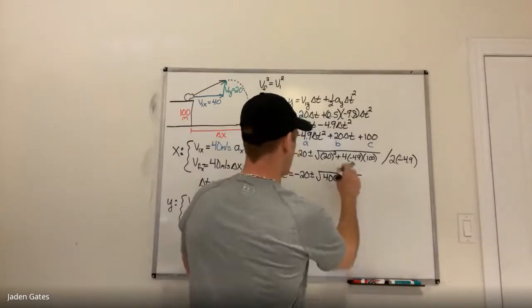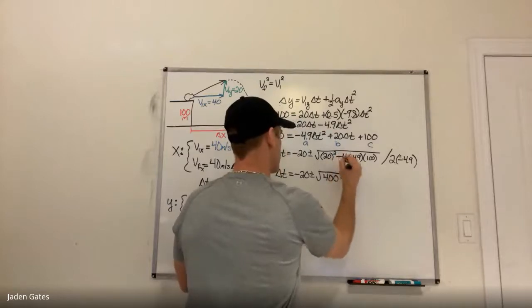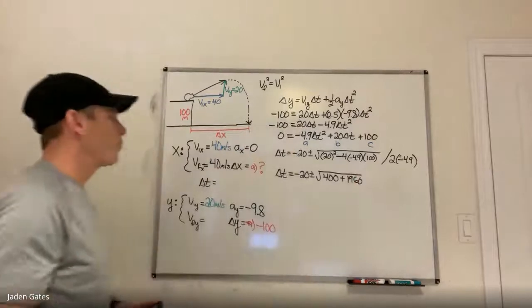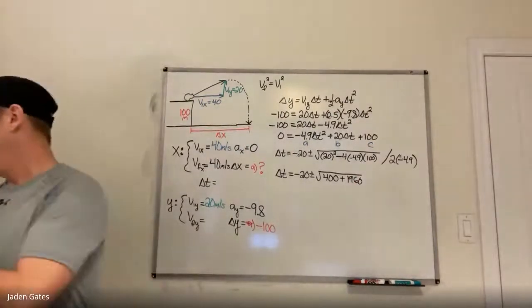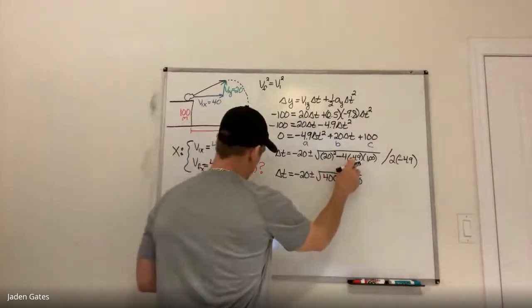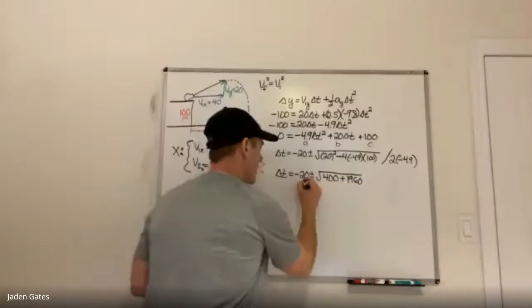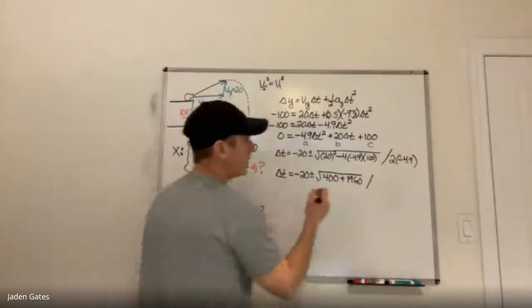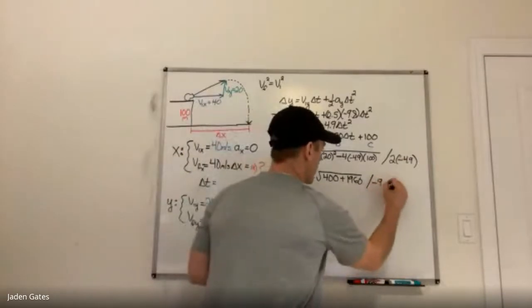B squared minus 4AC. Jeepers. So it actually is going to be positive. What was I doing there? Got my quadratic formula wrong. B squared minus 4AC, not plus 4AC. So again, negative times a negative gives you a positive, times a positive gives you a positive. All right, and again, that's going to be divided by 2 times negative 4.9, which is a negative 9.8.